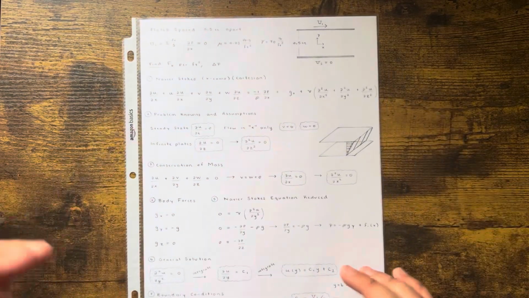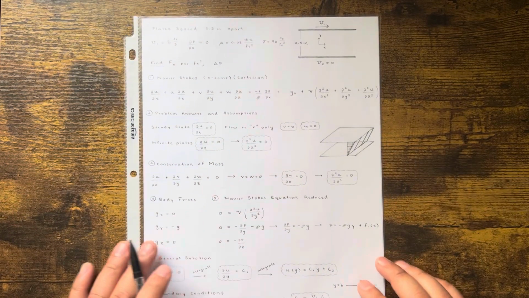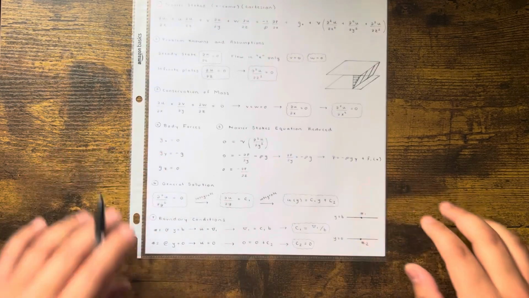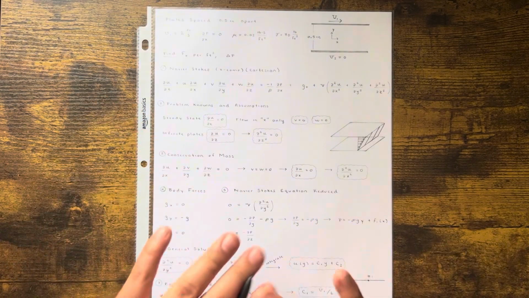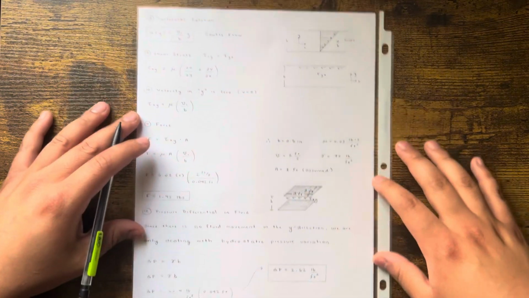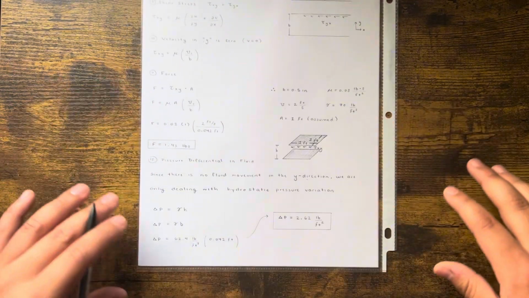Navier-Stokes, for some reason, a lot of people think is complicated, but it really isn't. It just takes time. Always start off with your big equation, start canceling your terms, and then you'll see that it all gets extremely easy. So yeah, hope that helped.